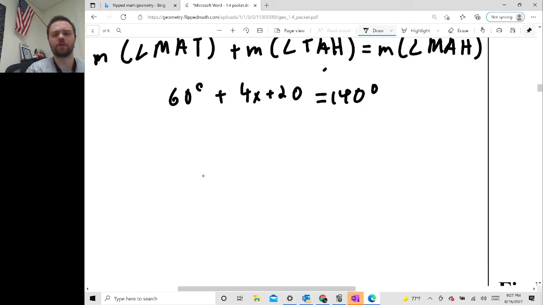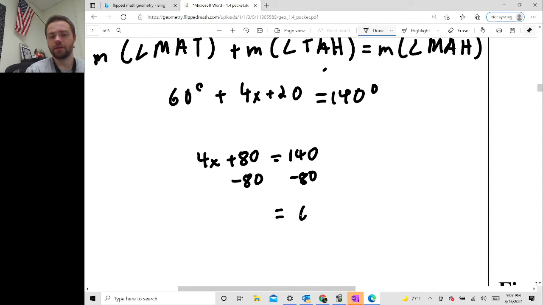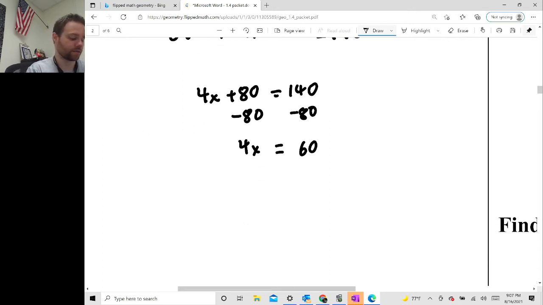So I'm going to combine like terms on the left-hand side. I've got 4x plus 80 equals 140. And I'm going to subtract 80 from both sides of that equation. And let's see, I get 60. 4x equals 60. So then if I divide both sides by 4, I get x equals 15 degrees.